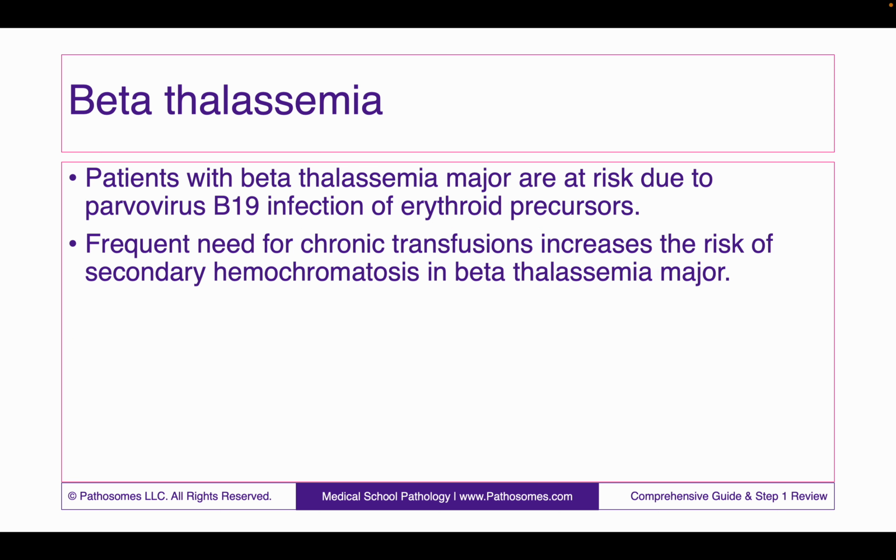Patients with beta thalassemia major are at risk due to parvovirus B19 infection of the erythroid precursors. Frequent need for chronic transfusions increases the risk of secondary hemochromatosis in beta thalassemia major.